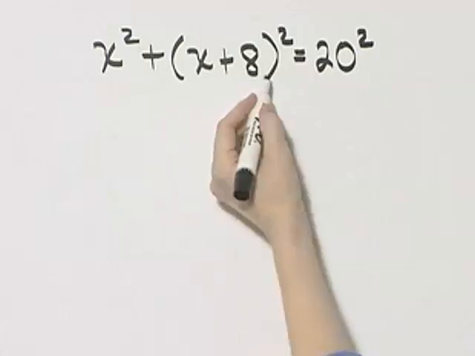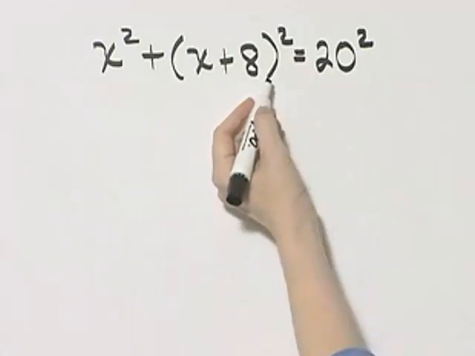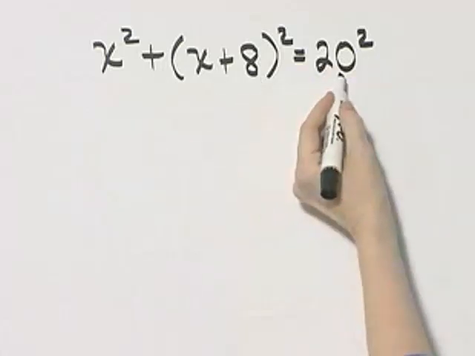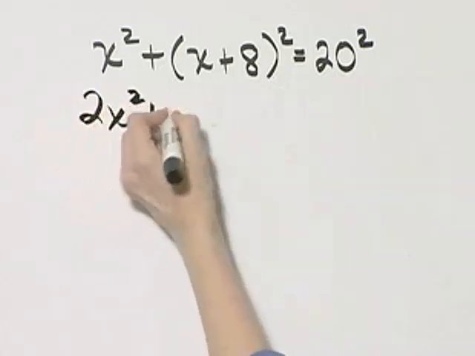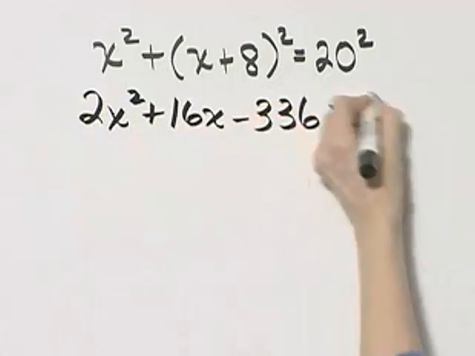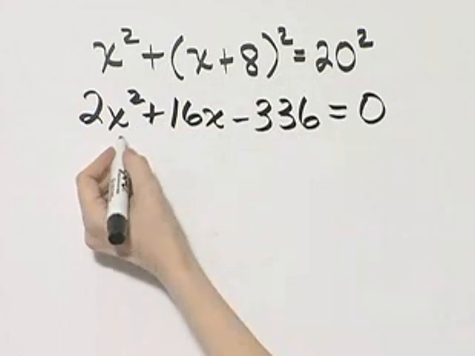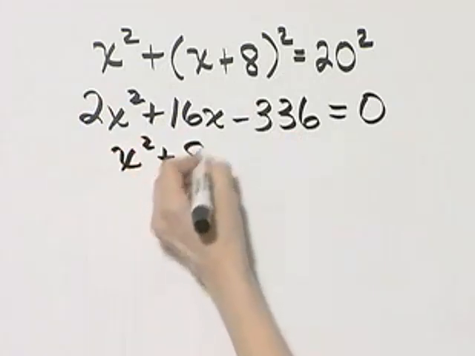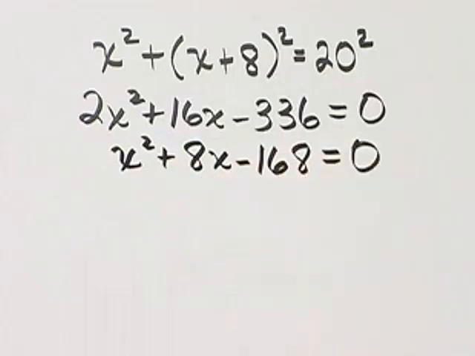Be careful when squaring this binomial. That's x squared plus 16x plus 64. But if you square the binomial, subtract 400 from both sides, you'll have 2x squared plus 16x minus 336 is equal to 0. And then there's a common factor here of 2, which I will divide through then. Each term I'm dividing by 2, so that's x squared plus 8x minus 168 is equal to 0.